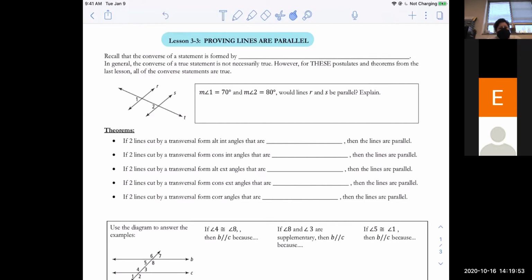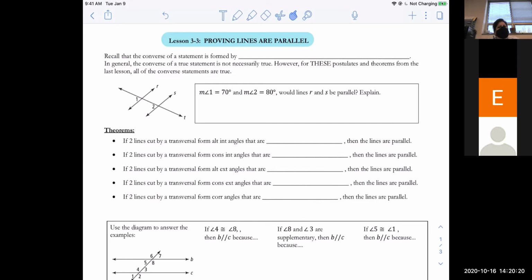This is lesson 3.3. That's going to be proving lines parallel. So everything you learned in the last lesson, you're going to need to think of it backwards. In the last lesson, we would say if parallel lines cut by transversal, then something is true about the angles, like corresponding angles are congruent. So we'd start with parallel lines and make a conclusion about the angles. In this lesson, we're going the other way around.